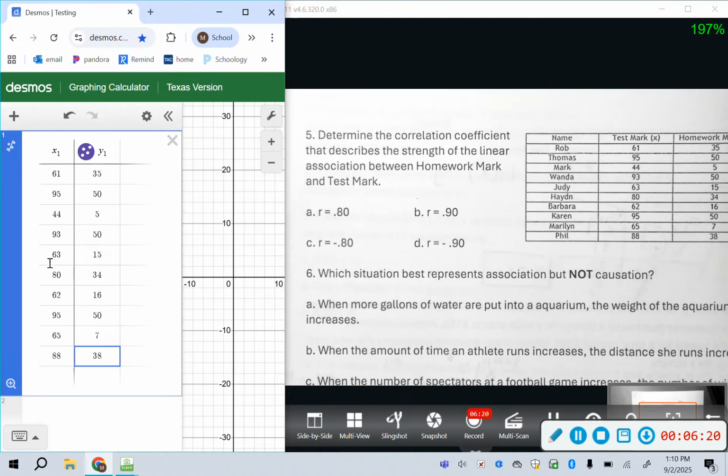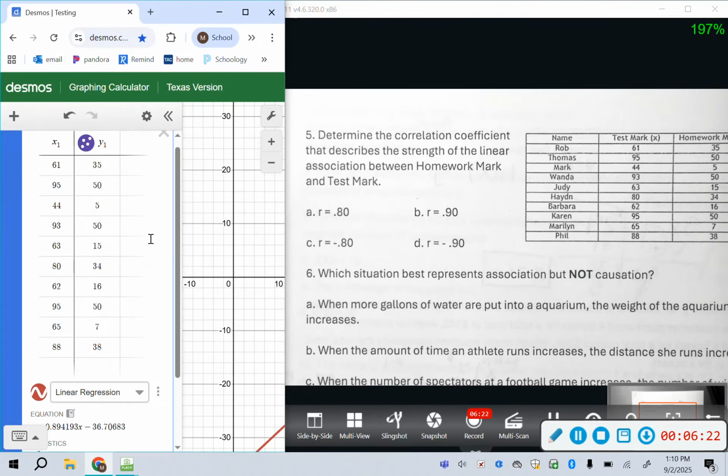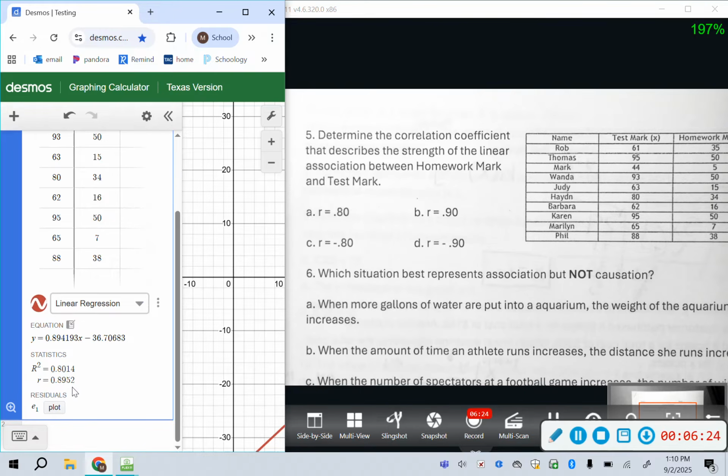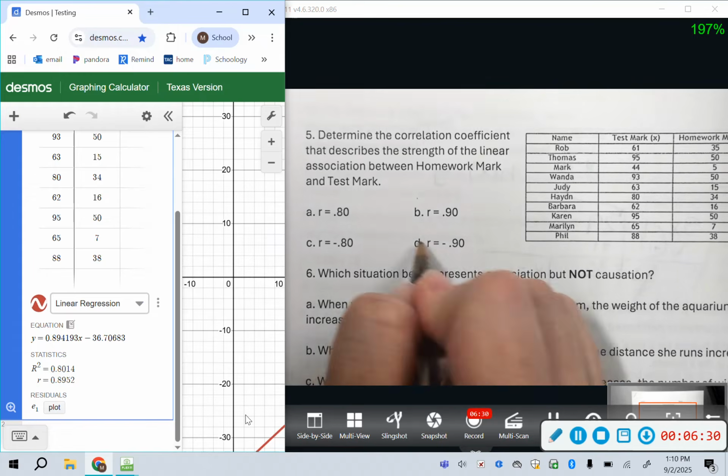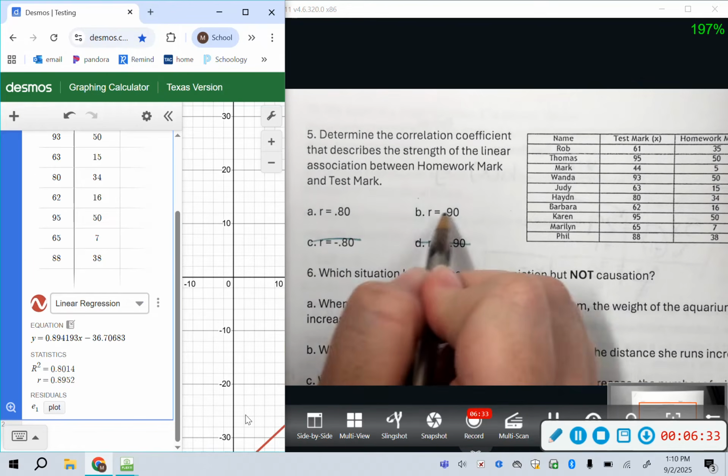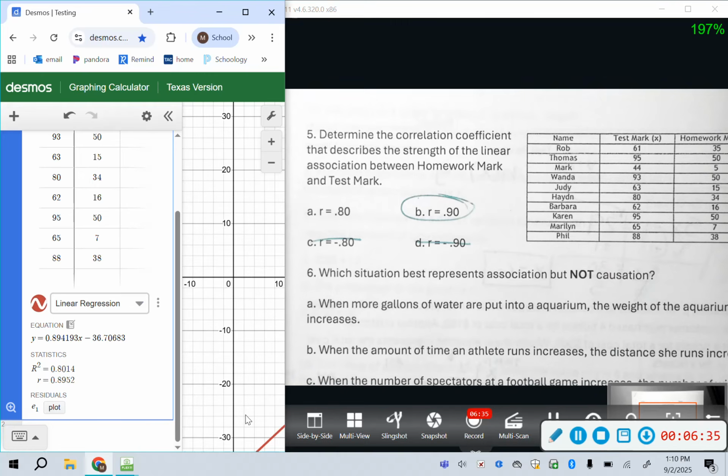Okay, my points are good. So we can click this fancy little button and scroll down, and my R is right here. So 0.89 rounds to 0.90, and it's a positive R. So I know I can cross off my 2 negatives, and I know that it rounds to 0.90.